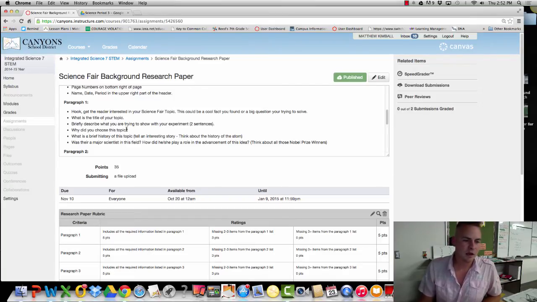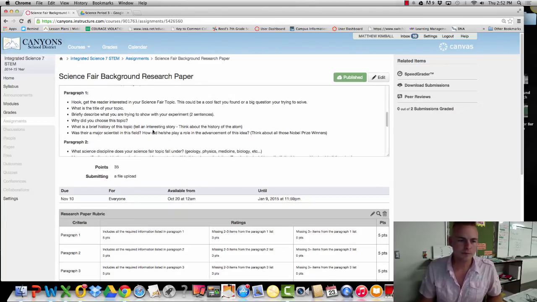Next sentence. What is a brief history about this topic? Now, tell an interesting story. Think about the history of the atom that we talked about. That was 200 years of different scientists adding stuff to this one model. That's a pretty interesting story about an atom. Okay, tell me a history.